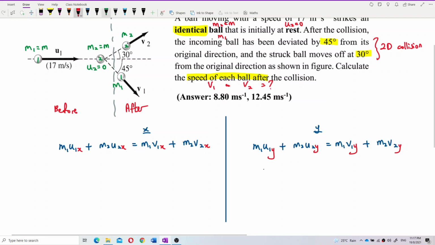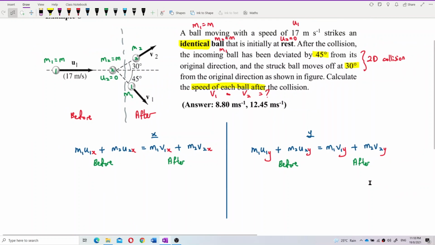And remember, u is before collision and v is after collision. The same thing goes for the y components. So right now our job is to write down the information.